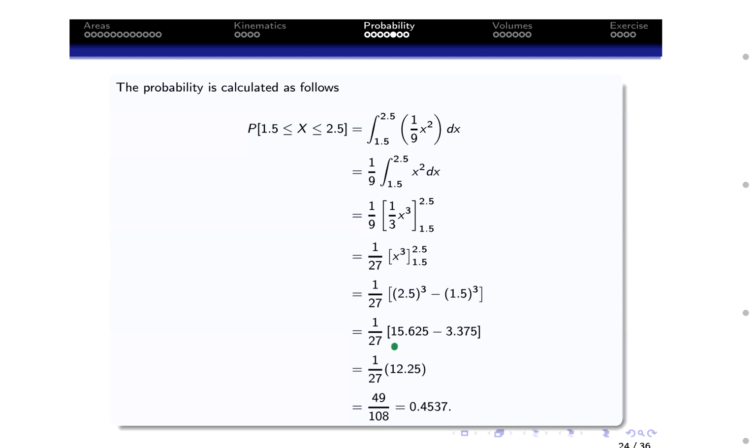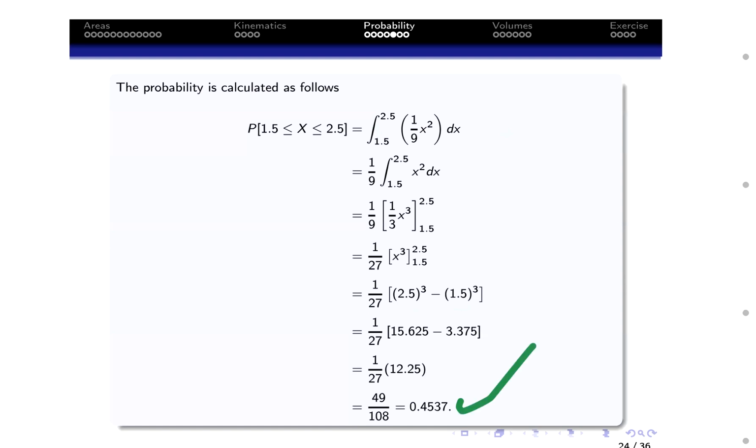And then you subtract and you get 1 over 27 to 12.25. So if you do all that together, like you change it to a fraction, you get 49 over 108. You can punch your calculator straight and you get this result, right? That is 0.4537.